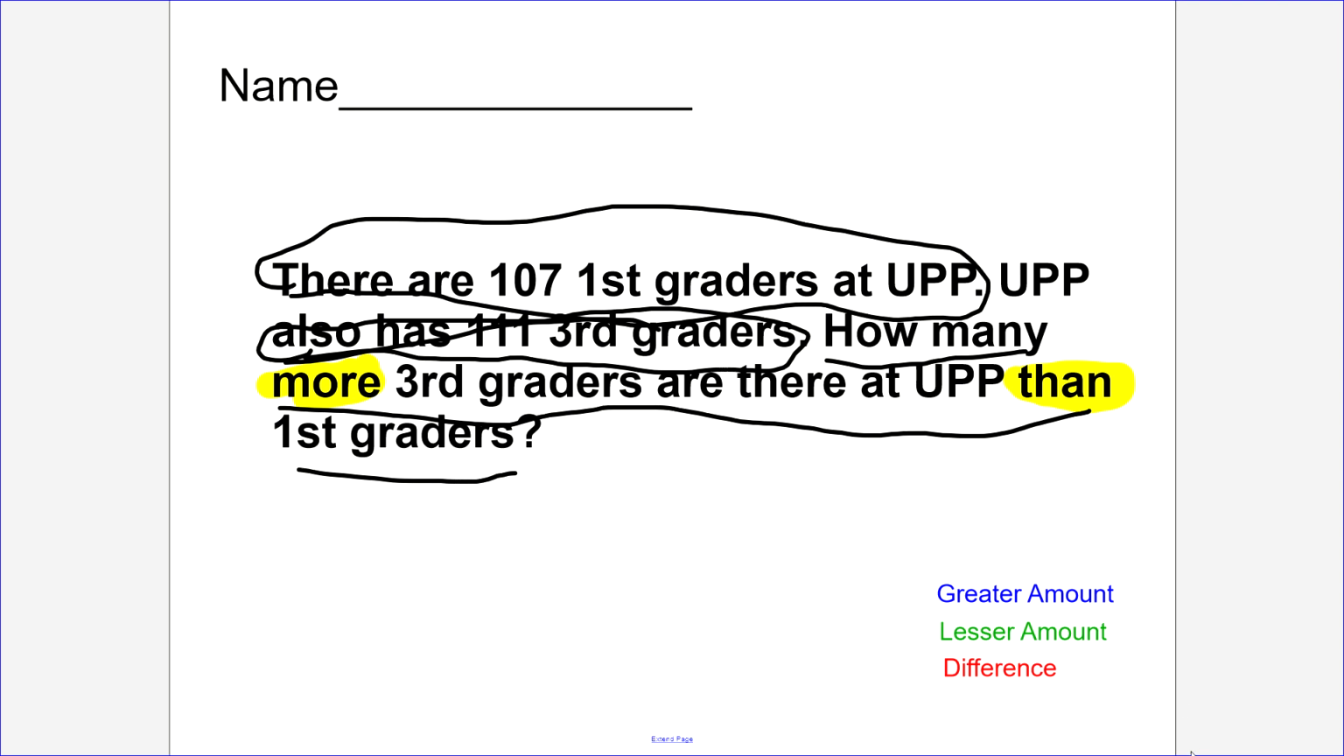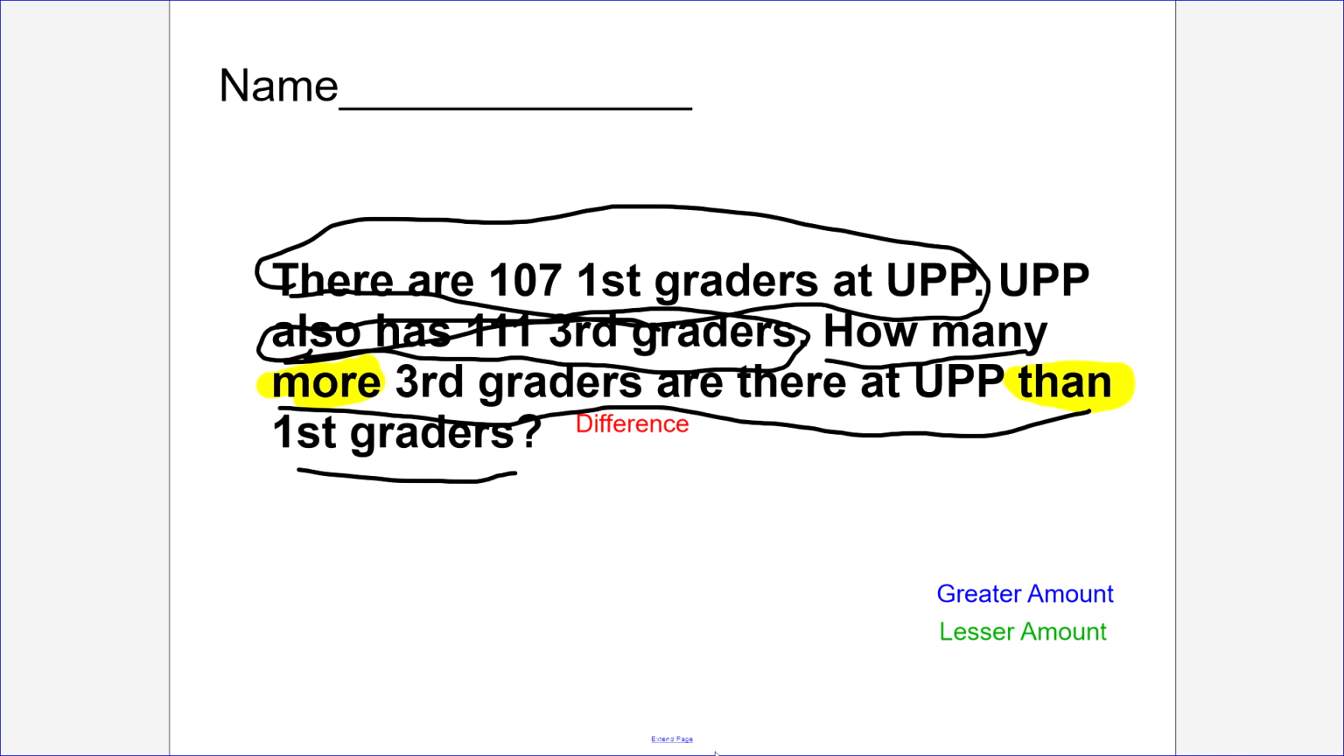Now, third grade, I want you to think. Since the question includes those difference words, more than, is the question asking us to find the greater amount, the lesser amount, or the difference? Yes, because this question, how many more third graders are there at UPP than first graders, includes the difference words more than. That tells me that this is the difference. The question is asking us to find the difference.